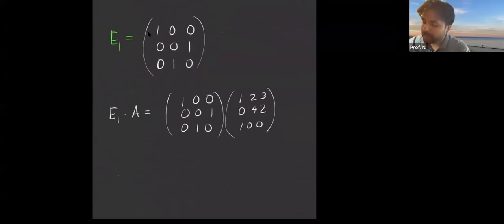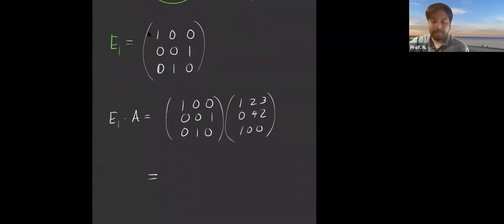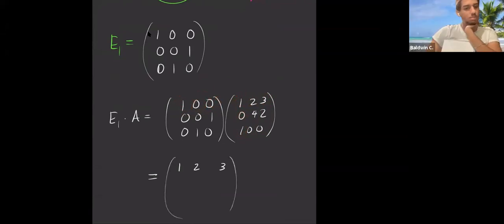What happens when I multiply this? First row, first column, what do I get? I get 1. First row, second column? 2. First row, third column? I get 3. Do you see how the first row is untouched? Because basically what I'm saying is, keep the first entry of the first row and leave everything else to be zeros. Do you guys see that? Yes.